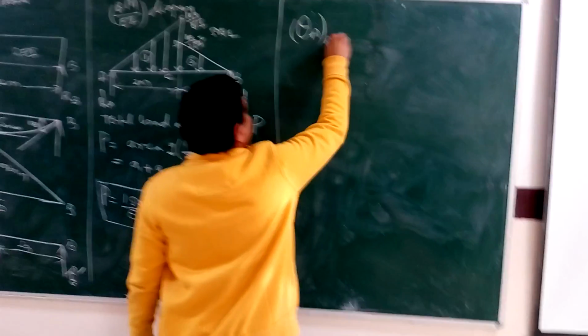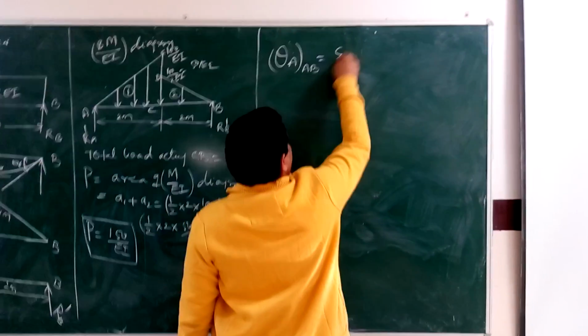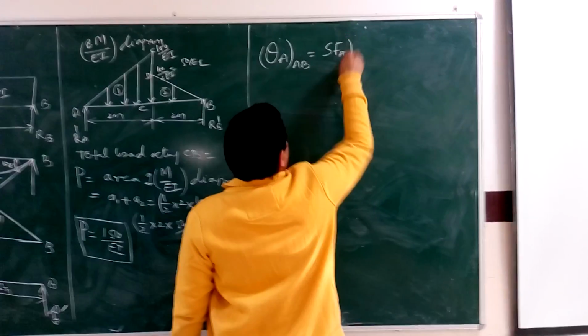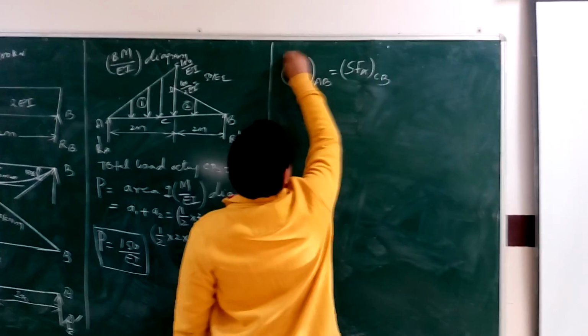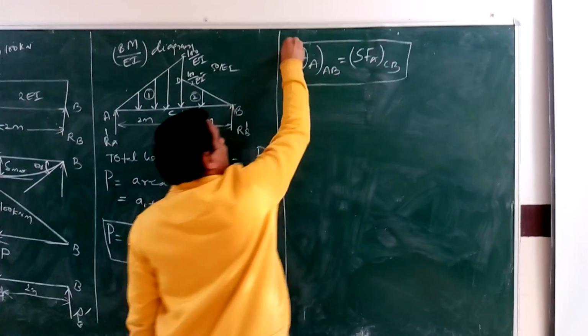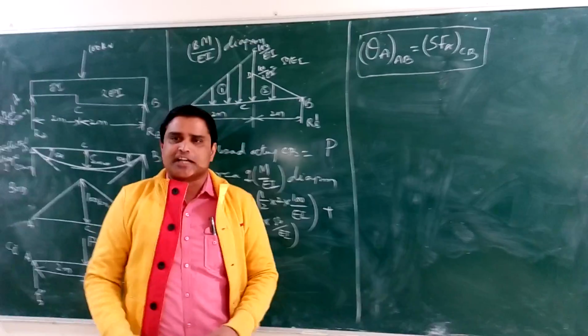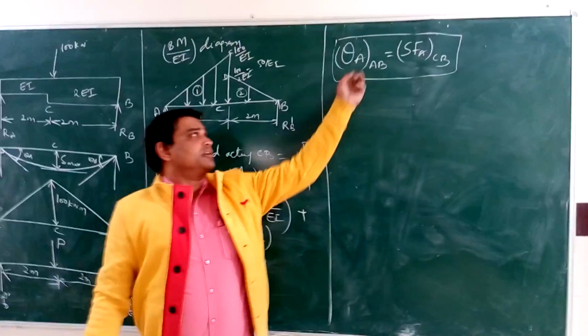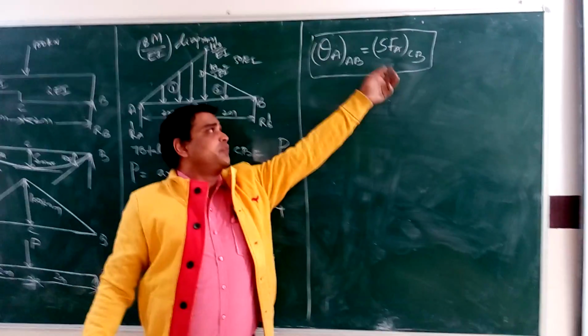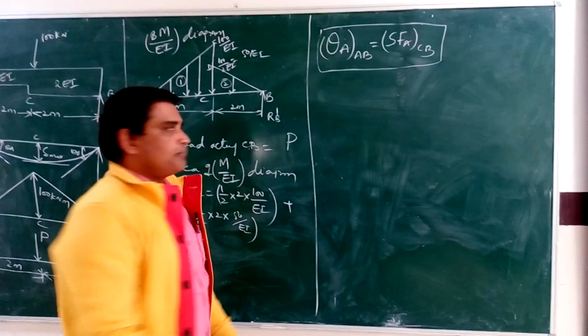Slope at A of the actual beam is the shear force at A of the conjugate beam. This is the first theorem of the conjugate beam. The first theorem of the conjugate beam gives the value of slope. The slope of the actual beam is the value of shear force of the conjugate beam.